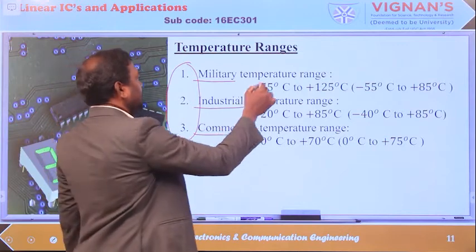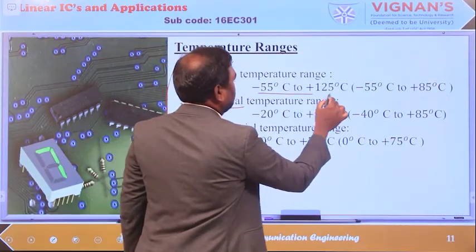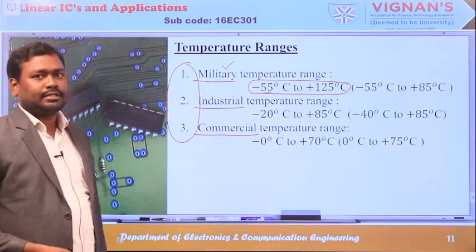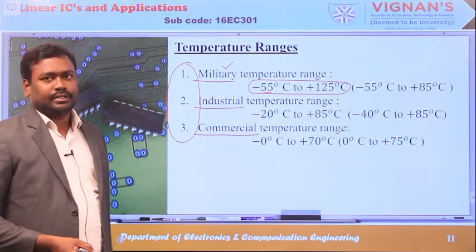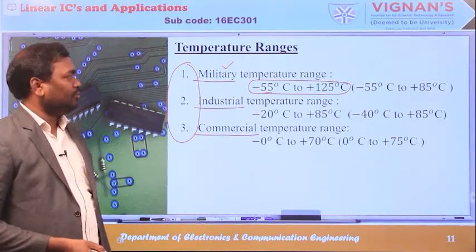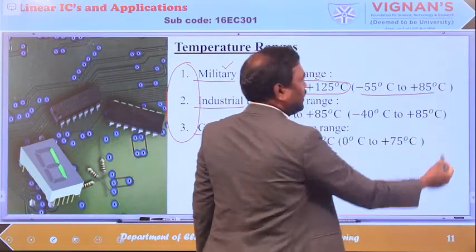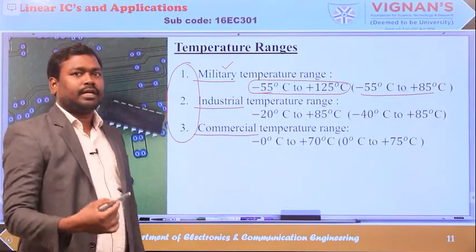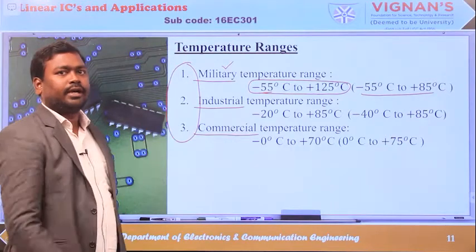If you take military applications, the temperature range is -55 to 125 degrees centigrade. If you make any system, that system should sustain this temperature range, -55 to 125 degrees. Sometimes it is -55 to 85 degrees also. So when you are making military applications, you have to choose ICs according to this.